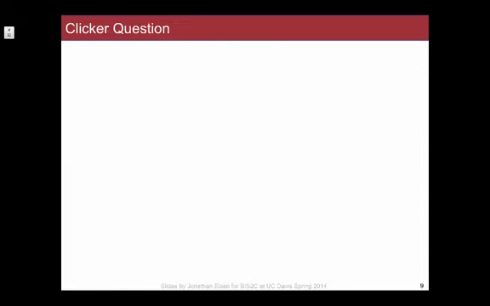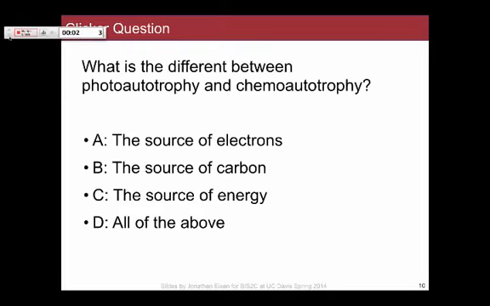So here's a clicker question to welcome your Friday. The Dinoflagellates, many of them are photoautotrophic. What is the difference between photoautotrophy and chemoautotrophy?